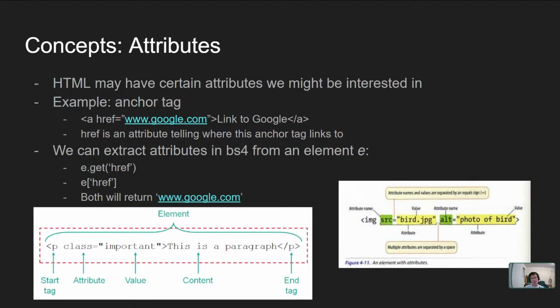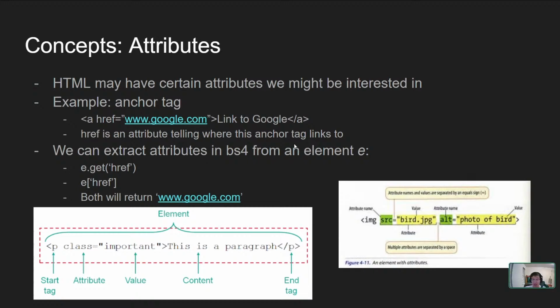It's really exciting. Anyway, an important concept we need first is attributes. So the HTML might have certain attributes that we're interested in versus the actual contents of a tag. And that's what we did last time. We extracted the contents and not an attribute. So for example, if you have an anchor tag, right?